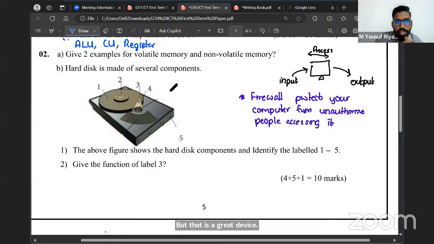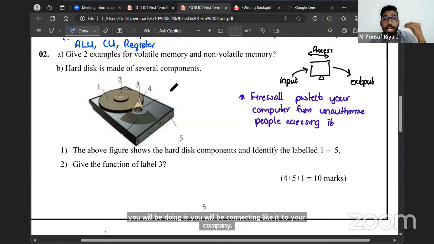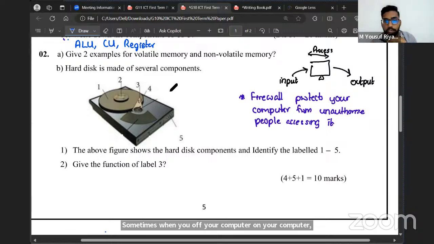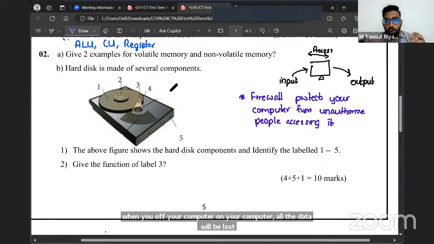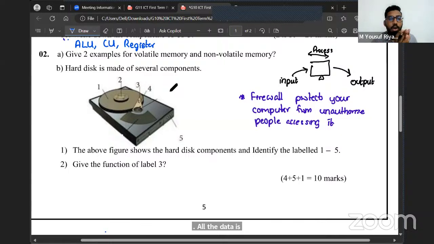Right. The next one. Give two examples for volatile memory and non-volatile memory. Now, when you take your storage devices, you connect them to your computer or your phone and use them, right? Sometimes when you turn off your computer and turn it on again, all the data will be lost. If the data is going to be lost when you turn the computer off and on, we call it volatile memory.